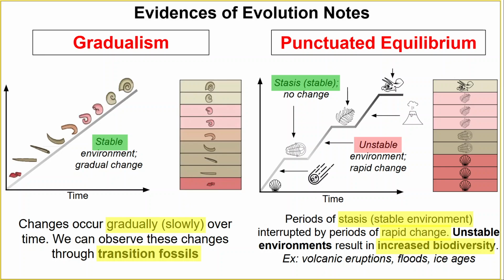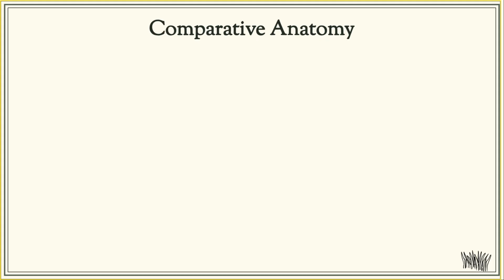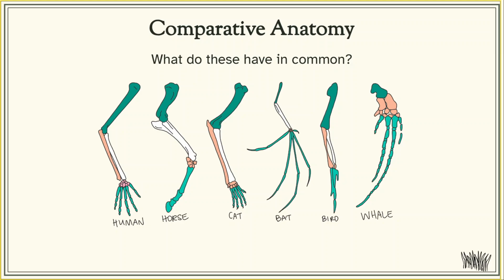Now we're going to get to the inside part of our notes. So there are some evidences of evolution, and you need to know how to read them. The first one is comparative anatomy. We did a little bit of this in the whale lab. So here we have the forelimbs of a bunch of different animals. The forelimbs are the front limbs. So it'd be our human arm, the front limb of a horse, the front limb of a cat, a bat, a bird, and a whale.